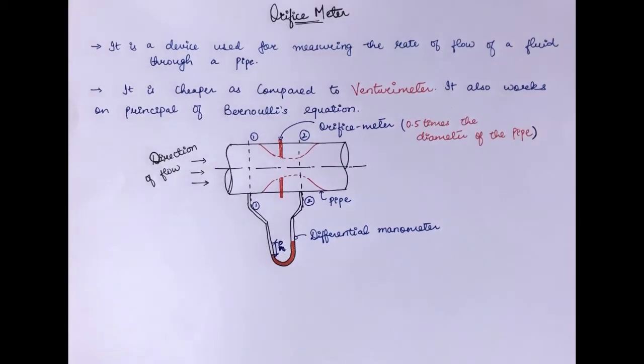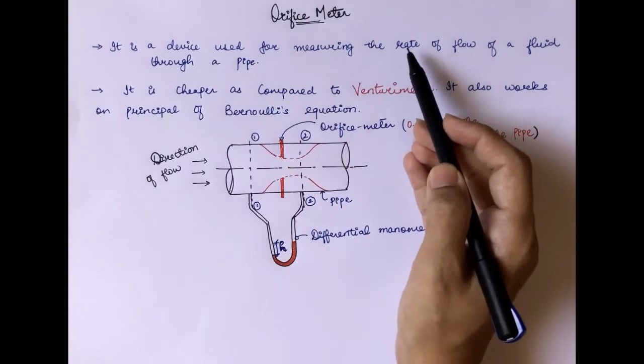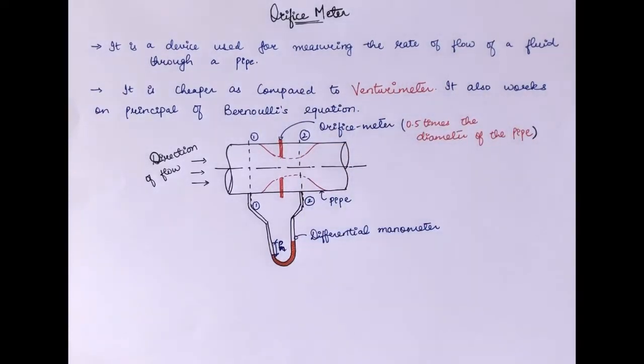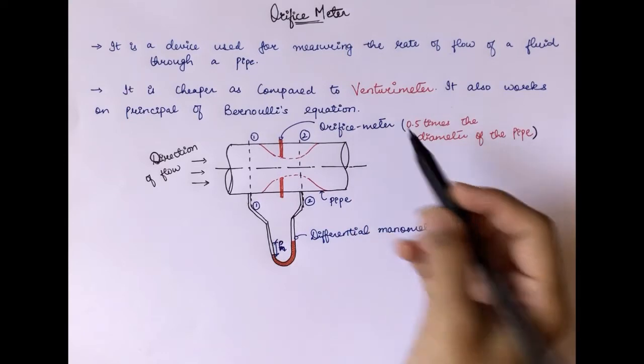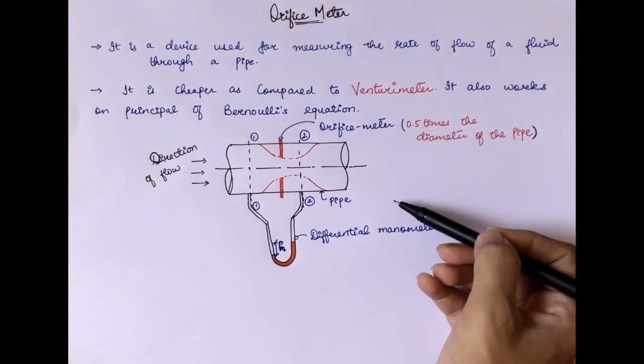In this video, we are going to study another application of Bernoulli's equation, which is the orifice meter. An orifice meter is a device which is used for measuring the rate of flow of a fluid through a pipe. It is cheaper as compared to a Venturi meter, and it also works on the principle of Bernoulli's equation. This is the diagram which depicts the orifice meter.